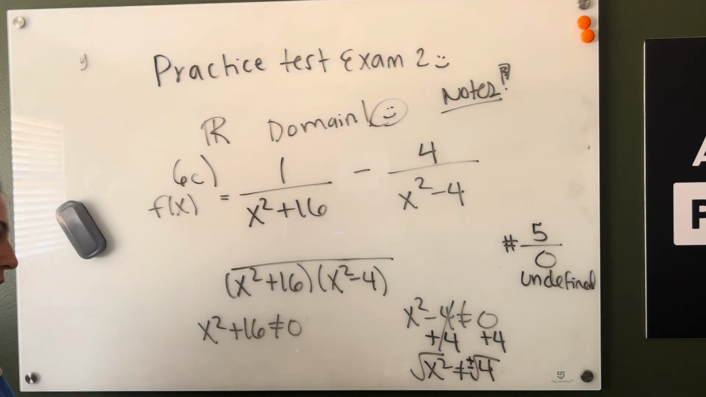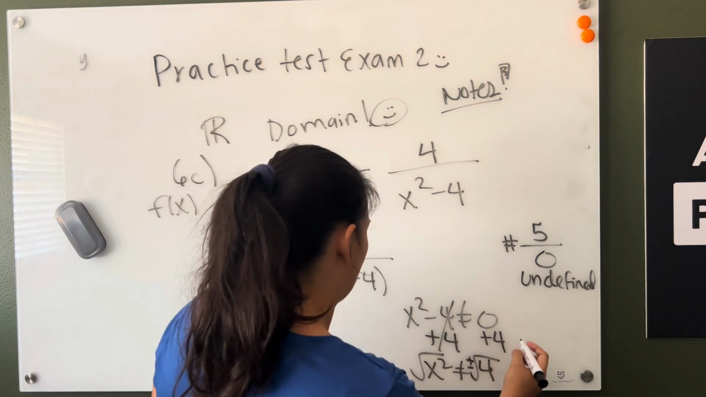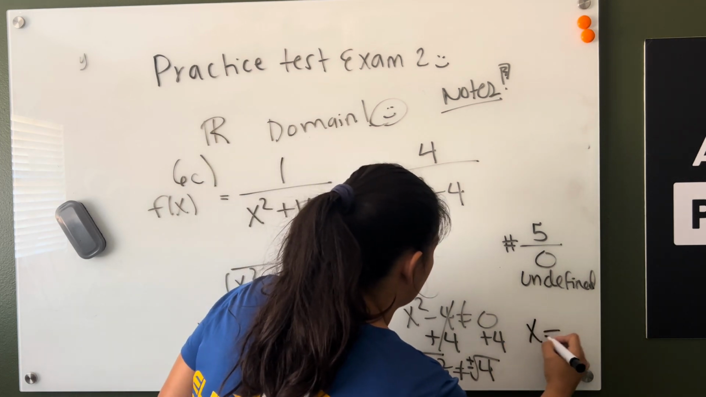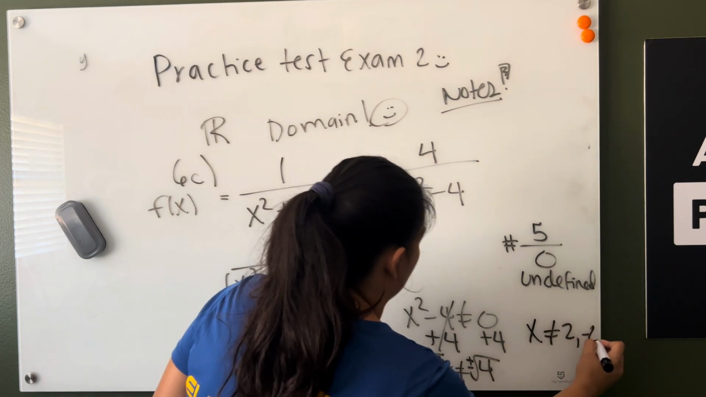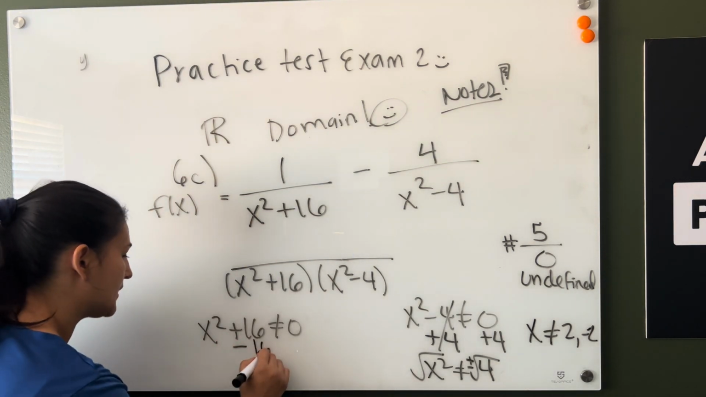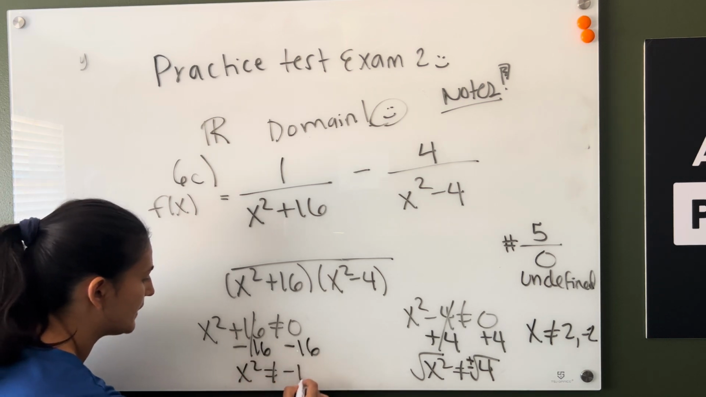All right, remember 2 times 2 is 4, and negative 2 times negative 2 is 4 as well. So this means that x can't equal 2 or negative 2. Okay. Now on this side, when I go ahead and subtract using the square root property, I get that x squared can't equal negative 16, right?